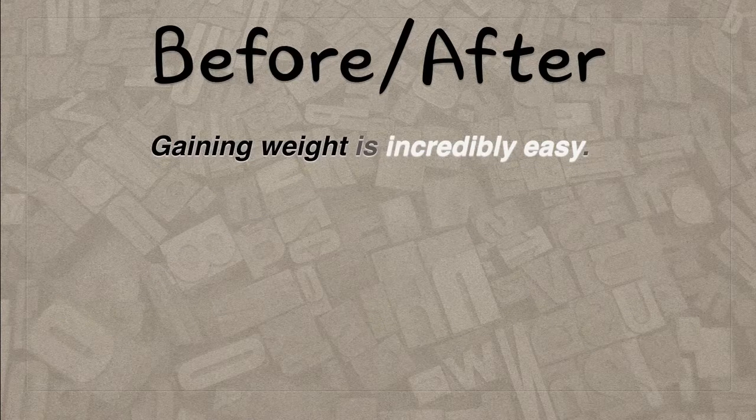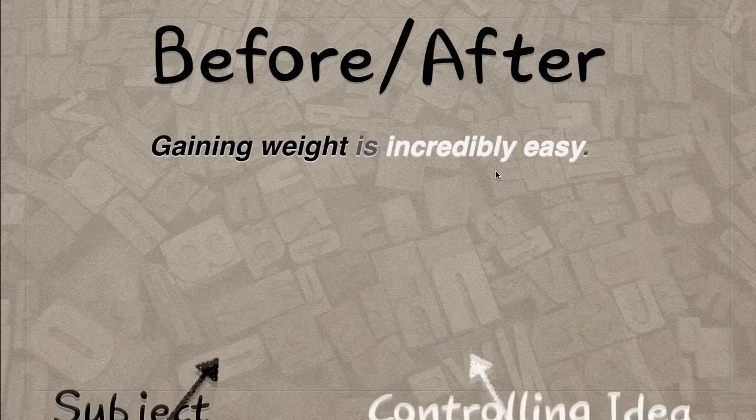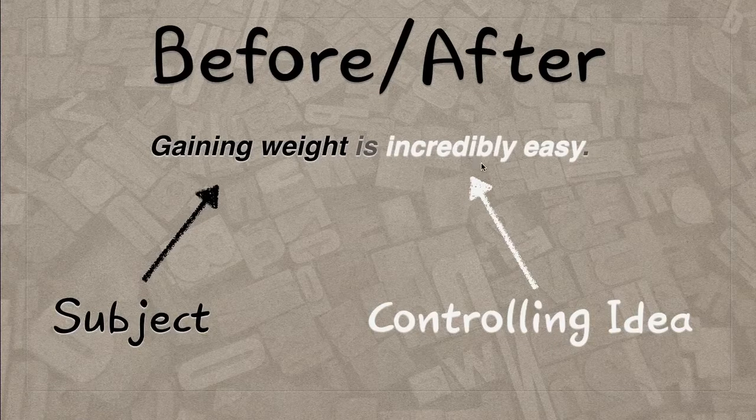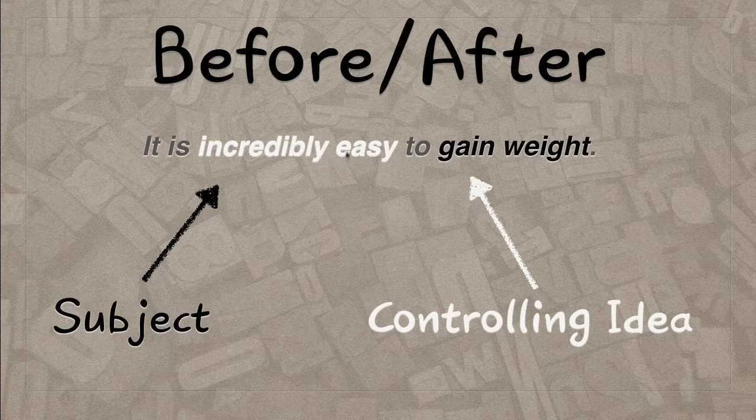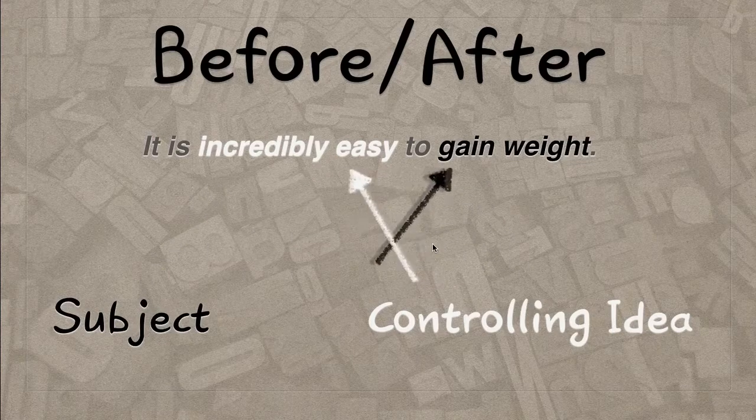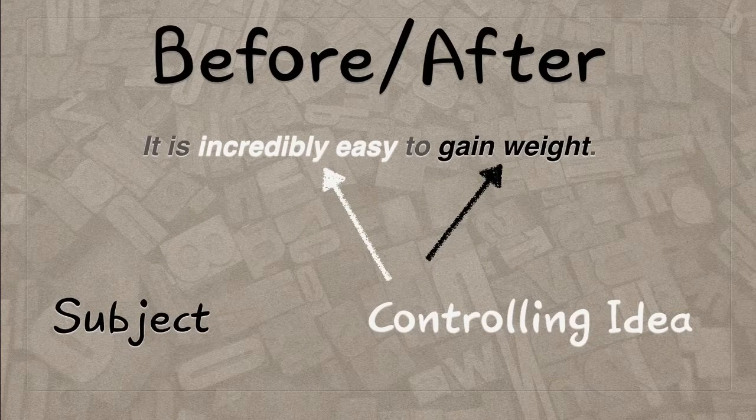Gaining weight is incredibly easy. Now we want to take our subject and controlling idea and switch them. Take a moment and look at this sentence. Okay, let's put "incredibly easy" first and "gaining weight" last. It is incredibly easy to gain weight. We've switched them and it works well.